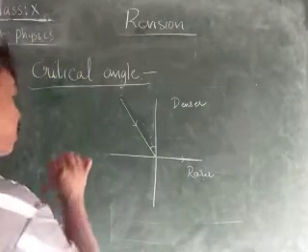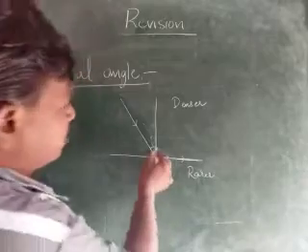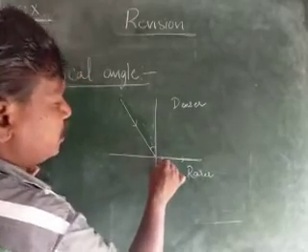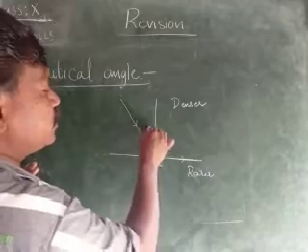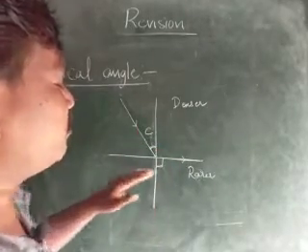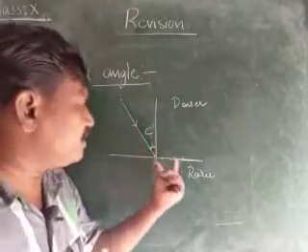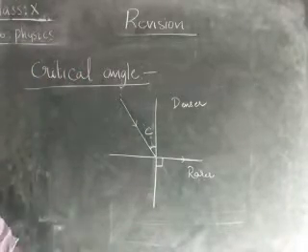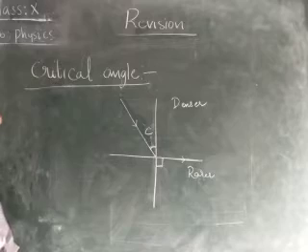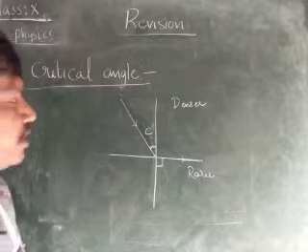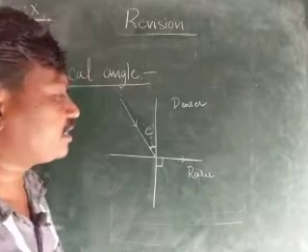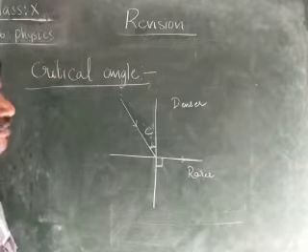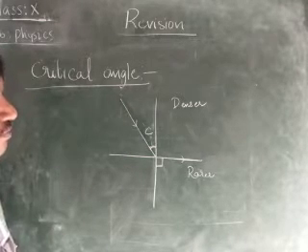You should make a note of this one. The angle of incidence, not this angle, children, this angle, for which the refracted ray grazes with the interface. At that angle the refracted ray is coinciding with the interface. That angle is called the critical angle.